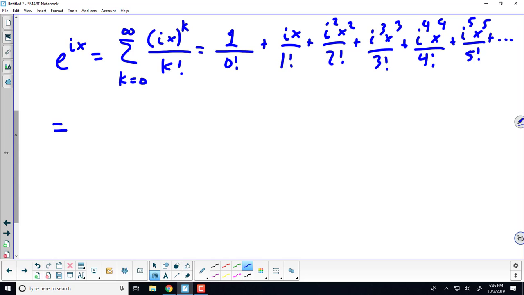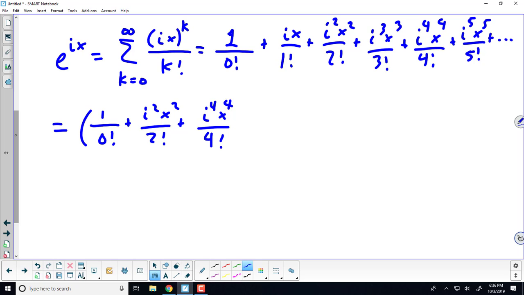So what I'm going to do is grab, who do I want to grab first? We'll grab 1 over 0 factorial, plus i squared x squared over 2 factorial, plus i to the 4th x to the 4th over 4 factorial, plus dot dot dot. So I grabbed all of those terms.